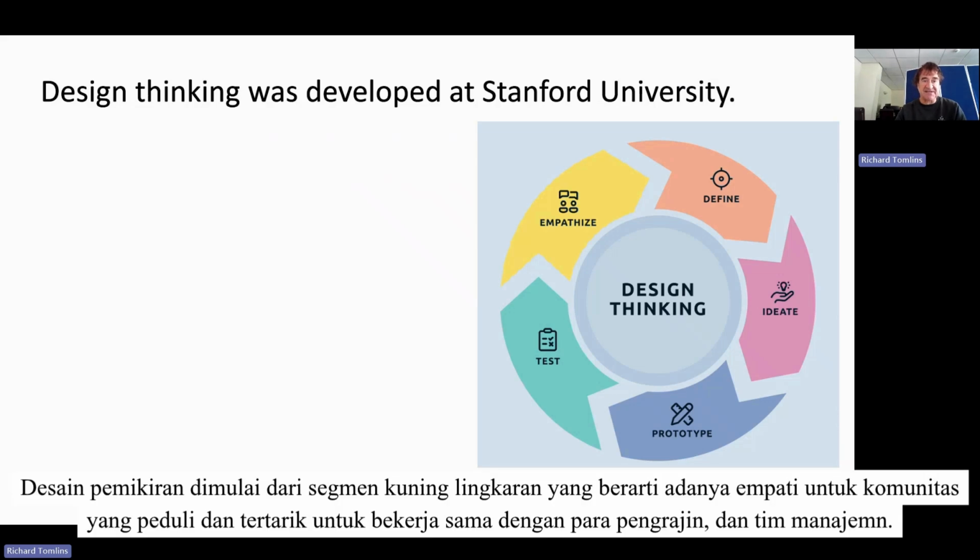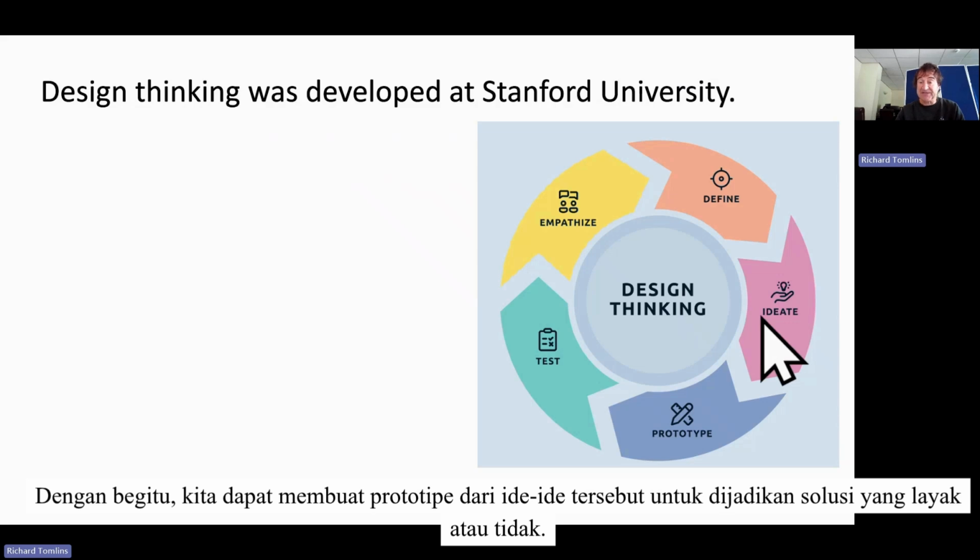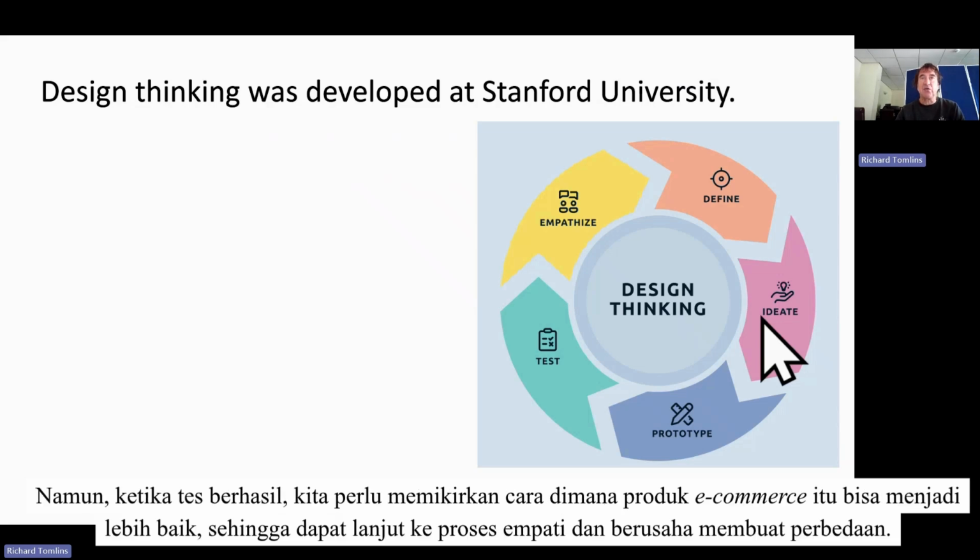So a circular process developed at Stanford University in the United States, and I would always start with the yellow segment, the circle that you can see at the moment. So to empathize with the community of concern, of interest, so those artisans, that management team, and work with them to then define what the issues are, prototype, and come up with potential solutions, the prototypes, and then to test them. However, even when you get your successful test product, it's to keep thinking about the way in which that e-commerce product could become better. So you continue that process of empathizing and looking to make a difference.